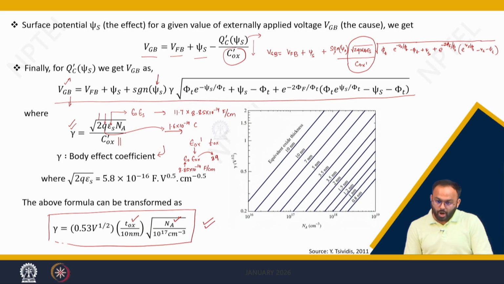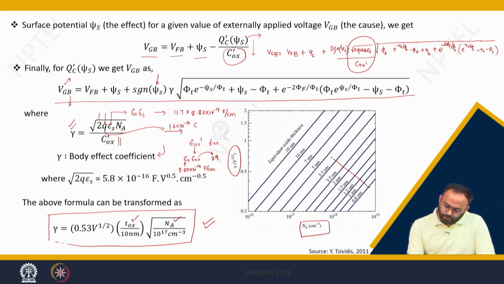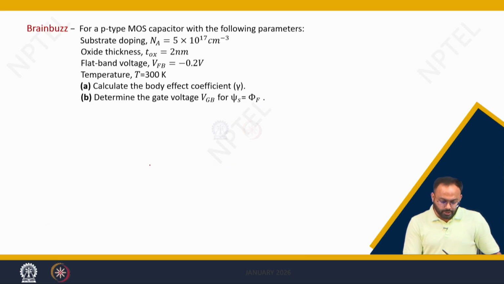If I plot this graph, we will see that the body effect coefficient varies linearly with these process parameters, or with the doping, for various parameters, right. So you change the thickness of the oxide and accordingly your gamma changes, right. As I said, we will discuss the body effect coefficient thoroughly in a subsequent slide. Let us solve a question.